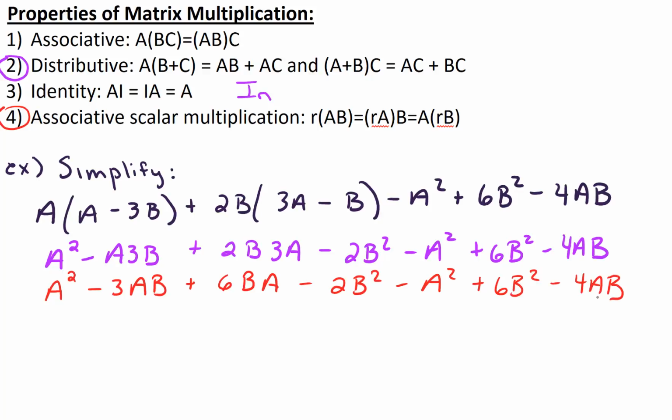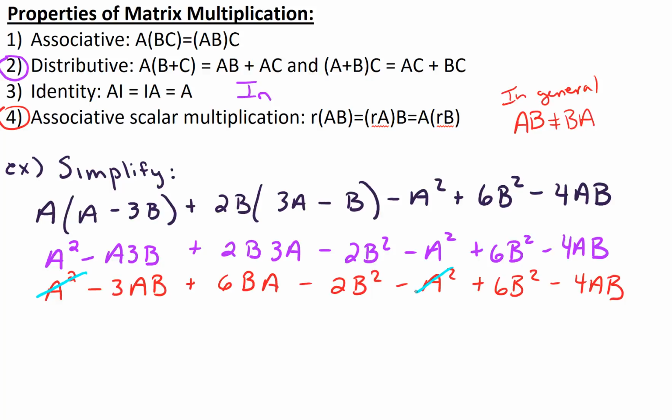Okay, so notice in general that matrix multiplication is not commutative, and we'll show that in another video. And for that reason, I'm not allowed to combine any of these terms, right? Because A times B is not necessarily the same as B times A. So we cannot combine those sorts of items. But we do have a couple of A squared terms here. So we have an A squared and a negative A squared. Those will cancel out for us.